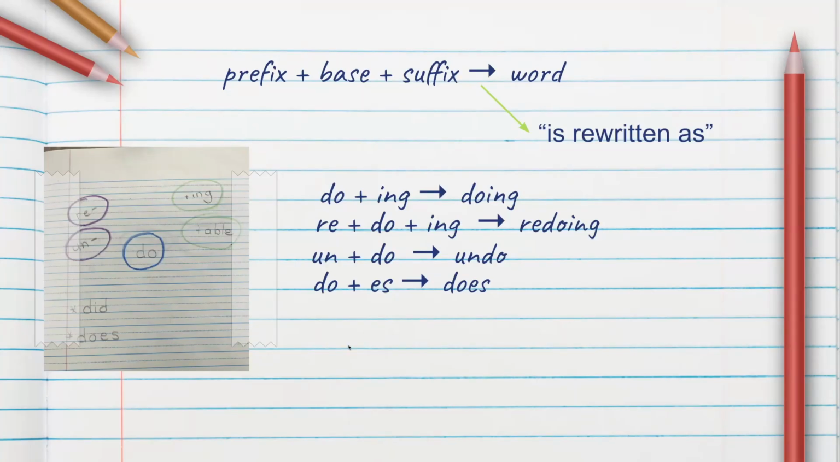Now, you can also put did in a word sum. It's not as pretty, but how we represent it is we say do plus past tense is rewritten as did. So students can see that they're still connected by meaning and sense. Now, they don't have the same structure.